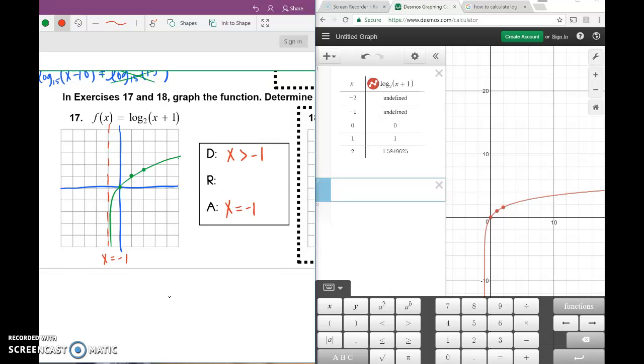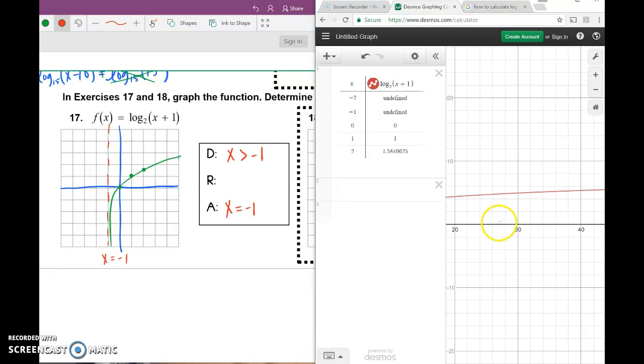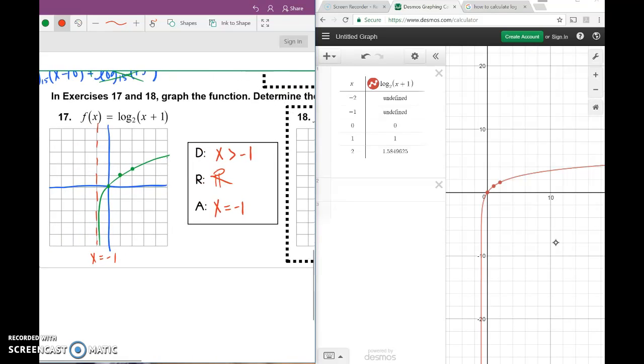Now for our range, we're looking at our y values. So we need to see where the y's start. We can't really see where they start. If you scroll down, it keeps going, and you can't see where they end. So the range looks like all real numbers. Now I want you to try number 18 on your own. Remember to use Desmos if you don't have a graphing calculator. And that's it for today's notes.